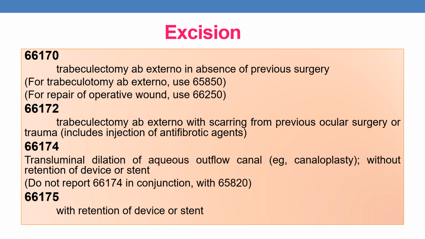The next is 66174. It deals with transluminal dilation of aqueous outflow canal, for example, canaloplasty, without retention of device or stent. And do not report 66174 in conjunction with 65820. The next is 66175. It deals with transluminal dilation of aqueous outflow canal with retention. Previously it is without retention. Now it is with retention of device or stent.